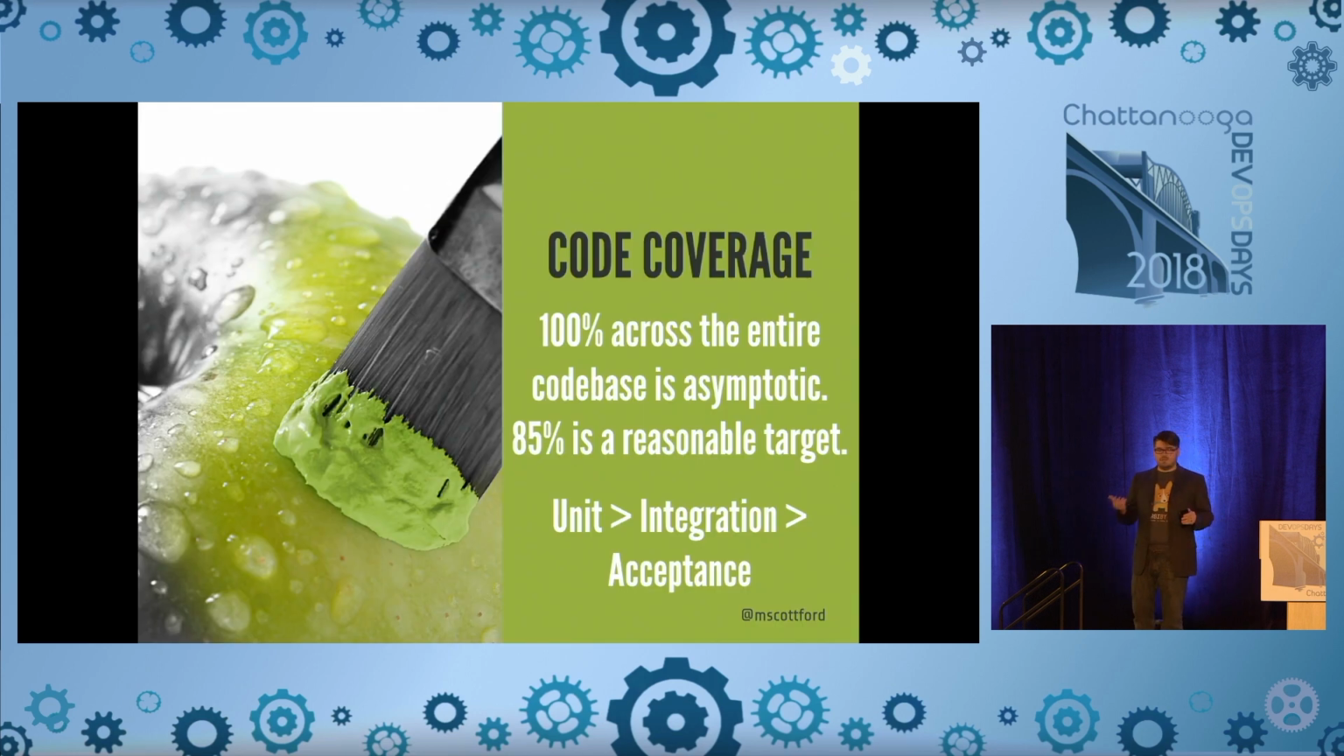Code coverage, I consider 100% code coverage across your code base to be asymptotic. But I think 85% is pretty good. And then, like I mentioned before, paying attention to the value that you get from unit, integration, and acceptance tests, if you can capture those separately from each other, with the idea being that code coverage for unit tests should be higher than integration tests, which should be higher than acceptance tests.